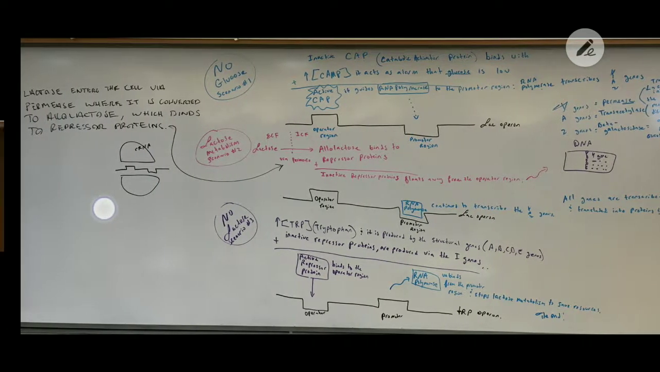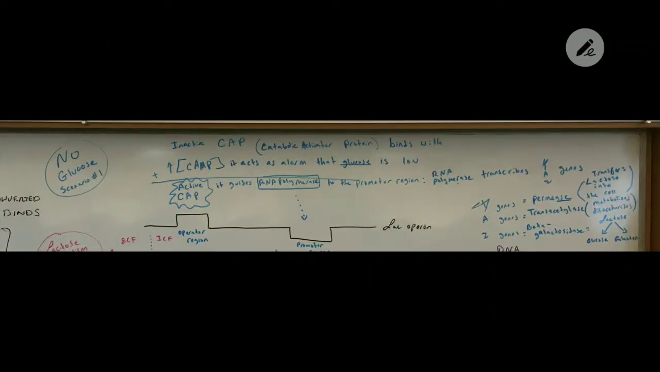So let me break down these pictures. Now scenario 1, no glucose, but there is lactose. The inactive CAP, I have a typo here, I apologize, but it's catabolite activator protein, binds with cAMP. And the concentration of cAMP goes up because it acts as an alarm that glucose levels are low. So inactive CAP binds with cAMP, which makes this protein active. So the active CAP guides RNA polymerase into the promoter region of the Lac Operon.